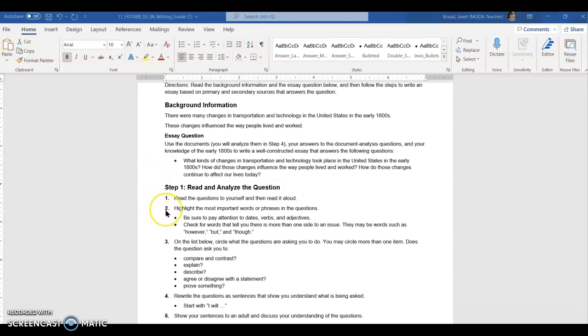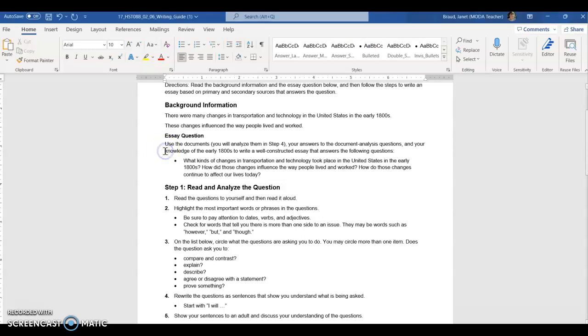And then step 2 of this step is to highlight the most important words or phrases in the question. Be sure to pay attention to dates, verbs, and adjectives. Check for words that tell you there is more than one side to an issue, such as the words however, but, though, and there may be other words. So as we read, we're going to look for keywords for what the question is trying to ask us.